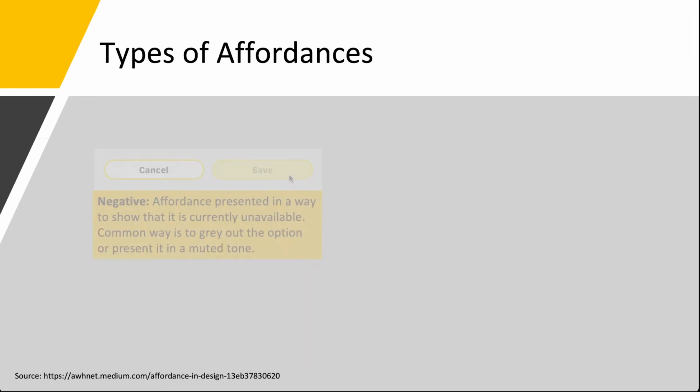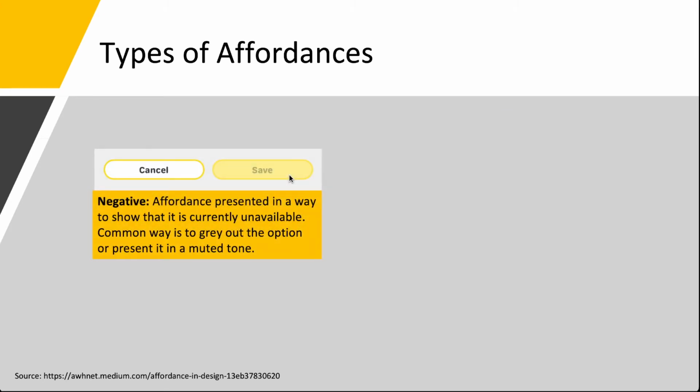All right. So there are also negative affordances. Okay, so one way to show this is to present information to show you that there is a wrong way or that something is currently unavailable. So in this case, right, let's say you haven't made any changes in the file, the save button will be grayed out. Then you know that, oh, this is not ready yet. I need to go back to the top to check whether everything has been done or not.